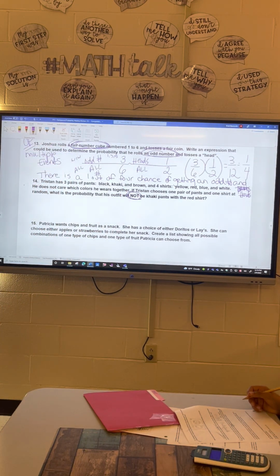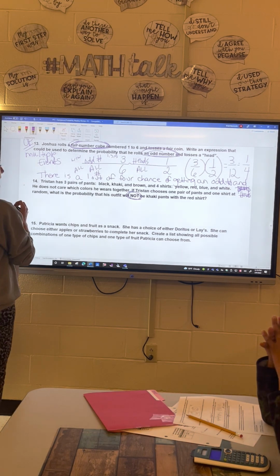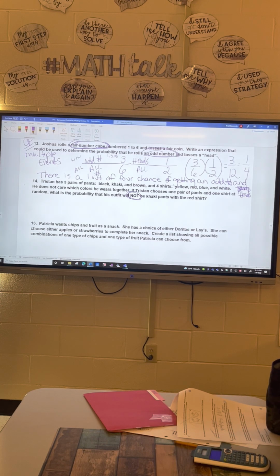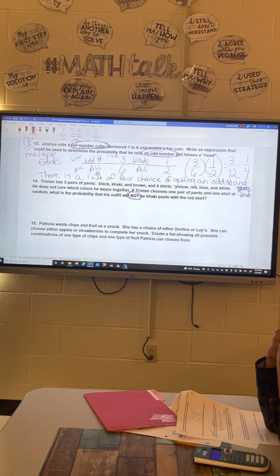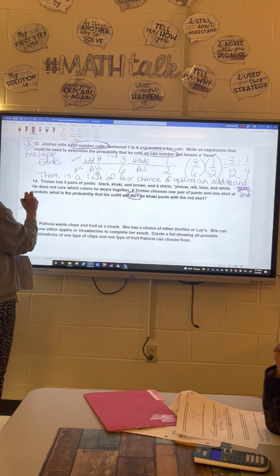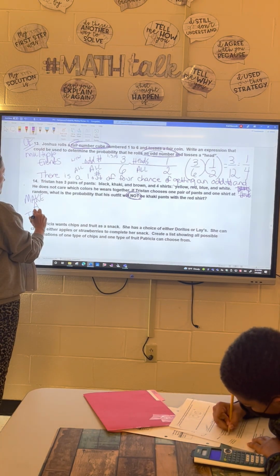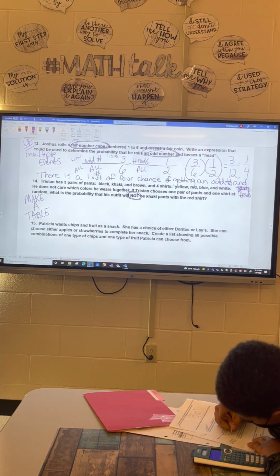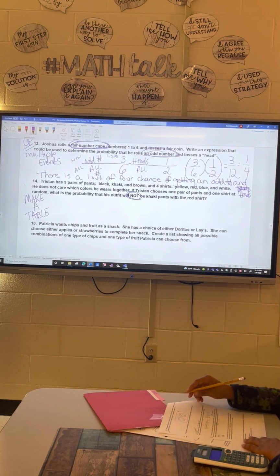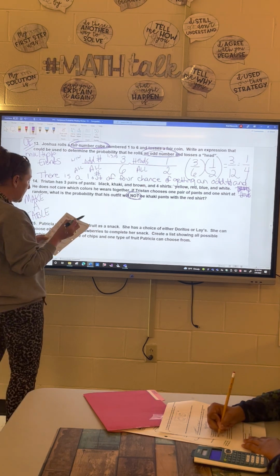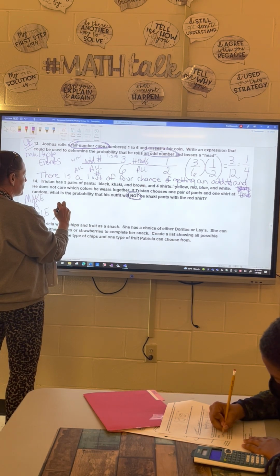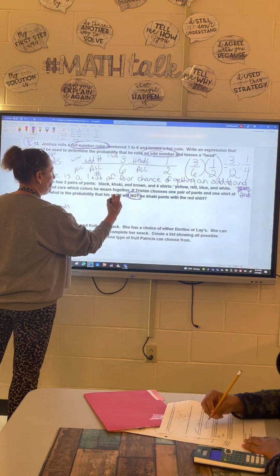Well, before I do that, when I have something like this, I prefer a table over a tree diagram. You can do a tree diagram or a table right here. I recommend you make a table. If you only have 2 events, you can make a table. But if you have more than 2 events, you can't. You have to do a tree. So we're going to make a table right here. I have pants and I have shirts.